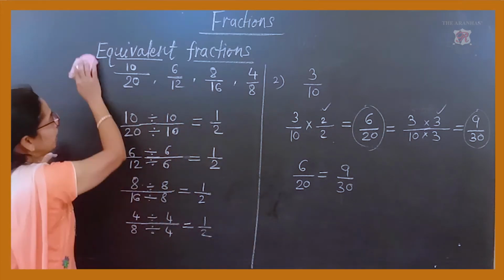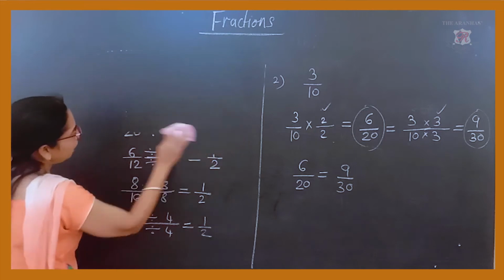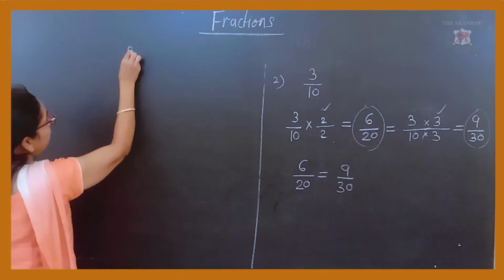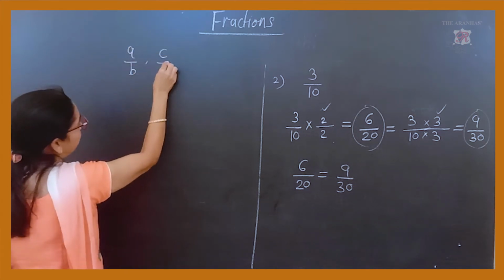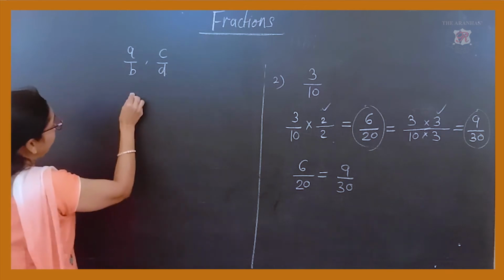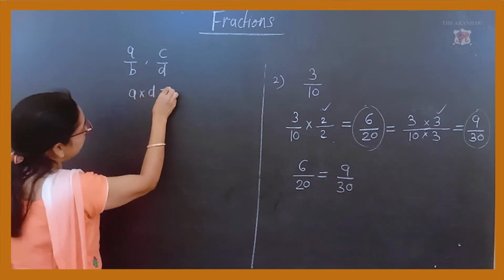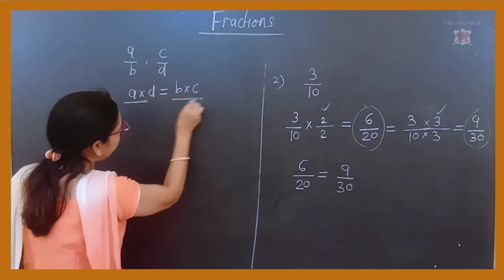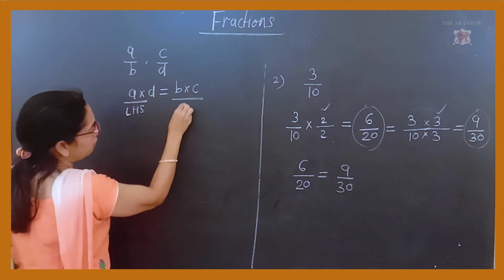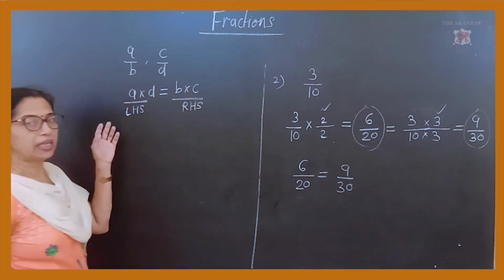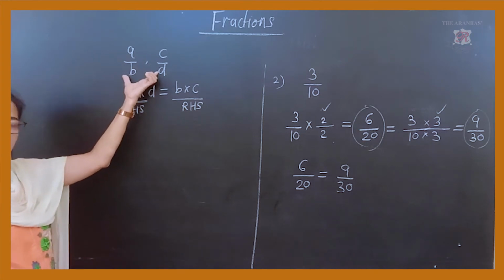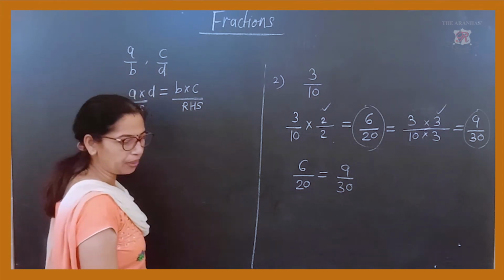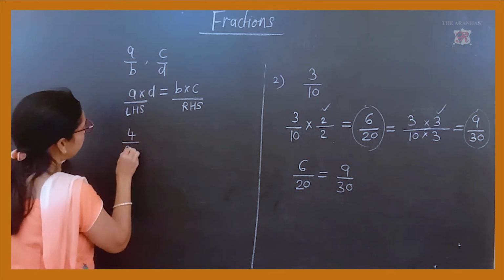Now we will see the cross multiplication method, and for that we consider two fractions, a upon b and c upon d. Then a multiplied by d must be equal to b multiplied by c, and if the left hand side is equal to the right hand side, you can say the given fractions are equivalent. Now for this we will have an example, 4 upon 25.